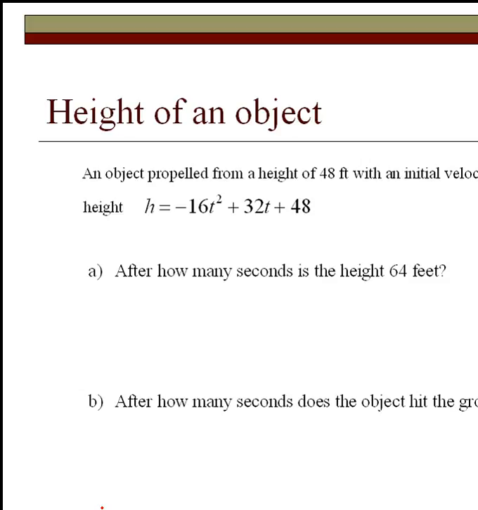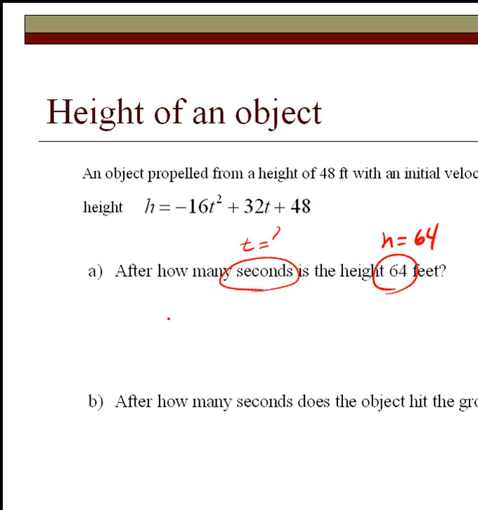The last type of application deals with the height of an object. It says an object propelled from a height of 48 feet with an initial velocity of 32 feet per second after t seconds has a height given by h is equal to negative 16t squared plus 32t plus 48. After how many seconds is the height 64 feet? So after how many seconds, that means we're trying to find t, but we know the height is 64.